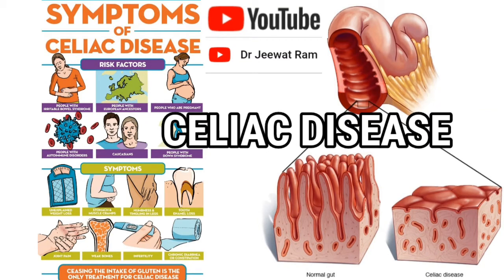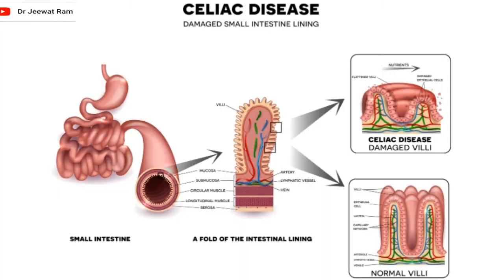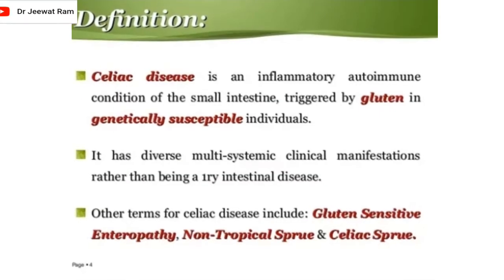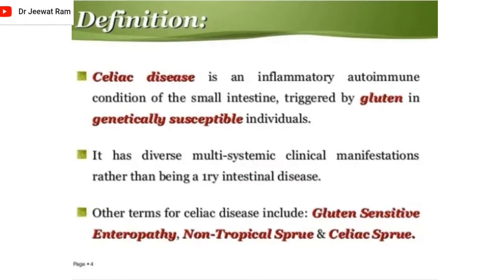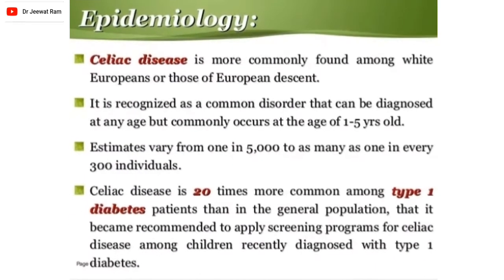Today I will discuss celiac disease. Celiac disease is an autoimmune condition of the small intestine triggered by gluten in genetically susceptible individuals. It has diverse multisystemic clinical manifestations rather than being a primary intestinal disease. Other terms for celiac disease include gluten-sensitive enteropathy, nontropical sprue, and celiac sprue.